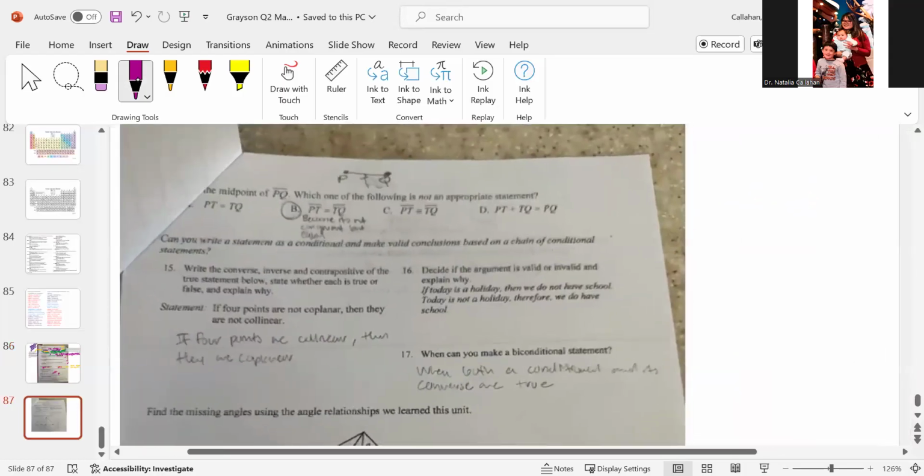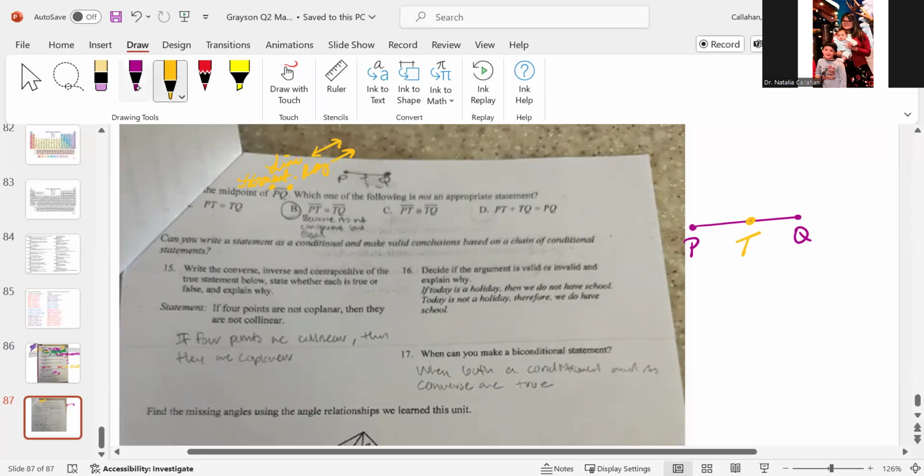Okay, the midpoint of PQ. So here we go. Is PQ a segment or a line? So this is a segment, right? It's a segment because you see how it's not a line. If it's a line, it will have something like this, right? If it's a ray, it will have something like this, right? So this right here is a segment. Do you see that? It's important to notice that.